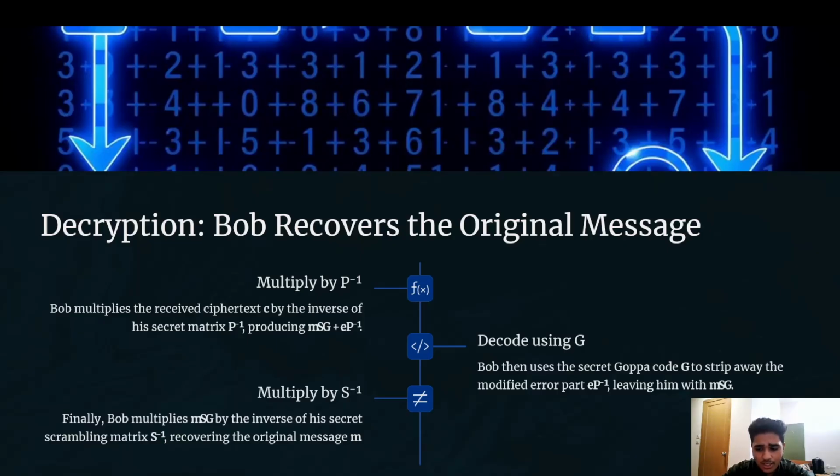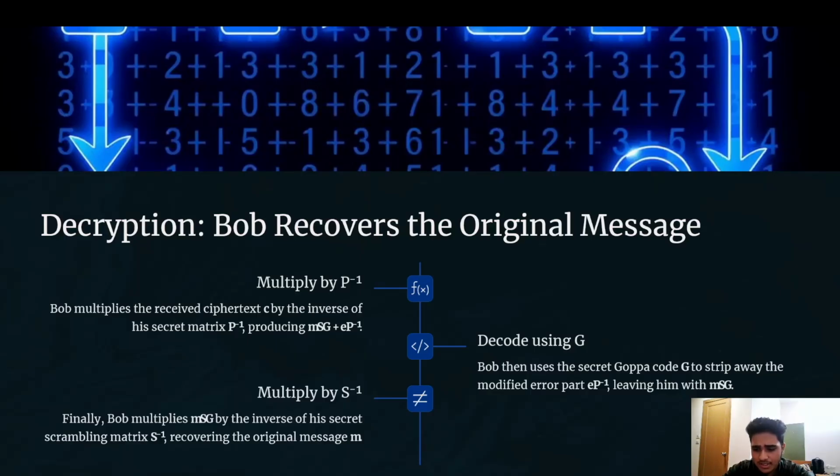Anyone listening in would only have C and the public key G prime. Without knowing the secret S, G, and P, they can't perform these specific unscrambling and decoding steps. They are stuck trying to decode a seemingly random code with errors, which is super hard.